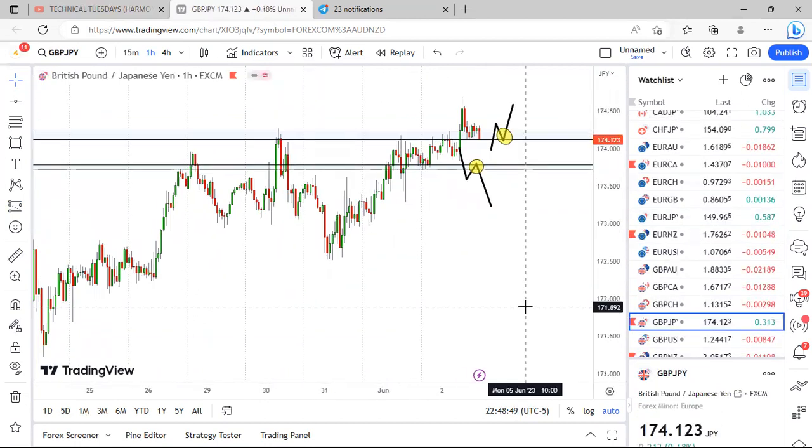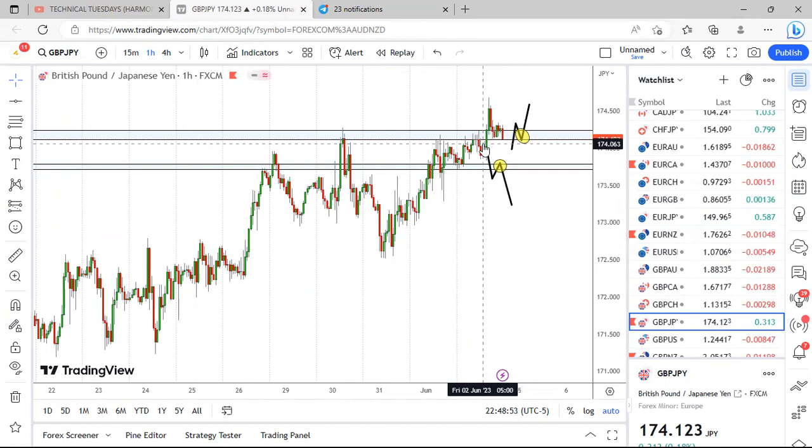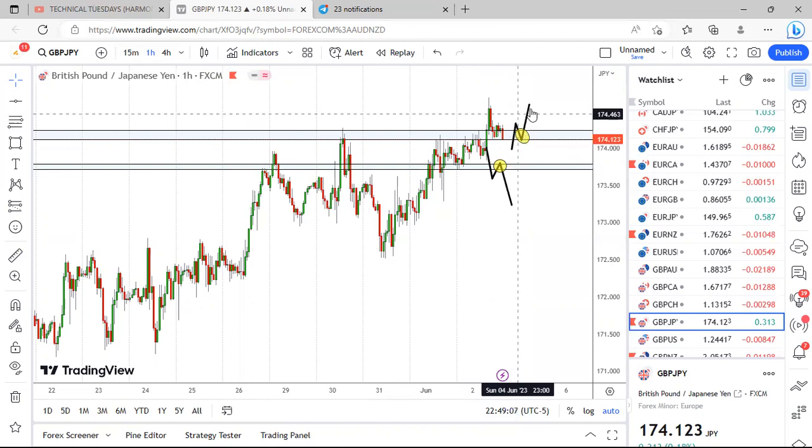GBP JPY, GJ. This one I really, really like. So basically, this was called out on the harmonic scanner as well. And so we trap price to the ceiling, just doing a whole bunch of stuff in between these two boxes. Okay, I drew this drawing right here where it's a line, and then a line going this way, and then a line going up.